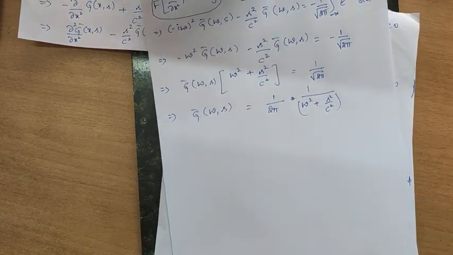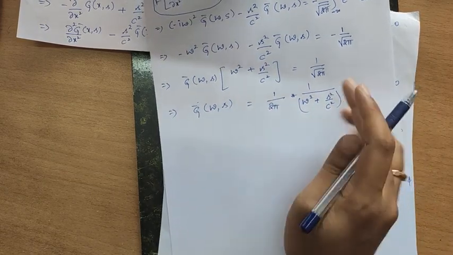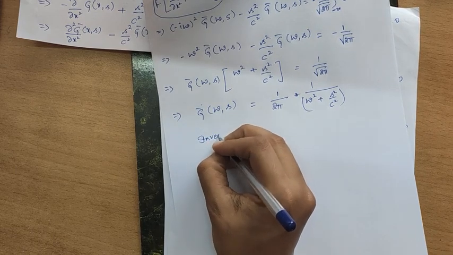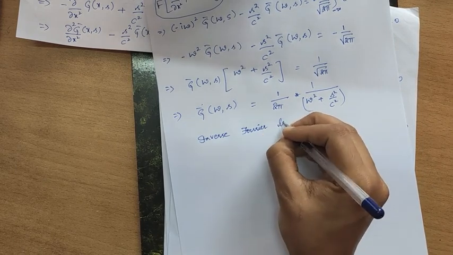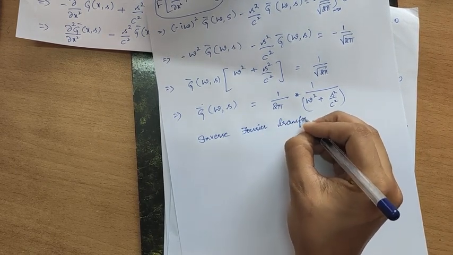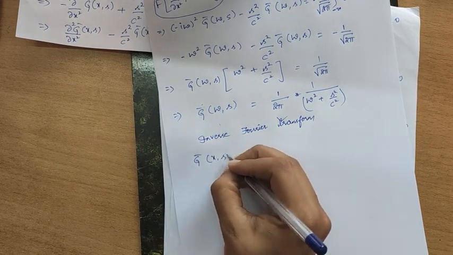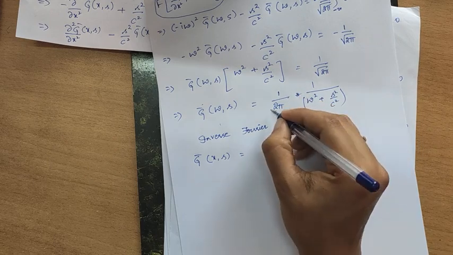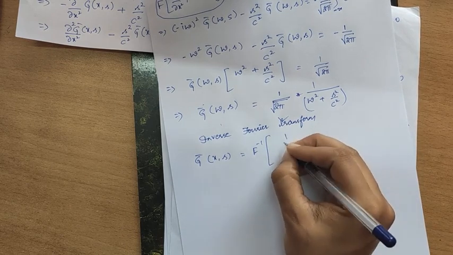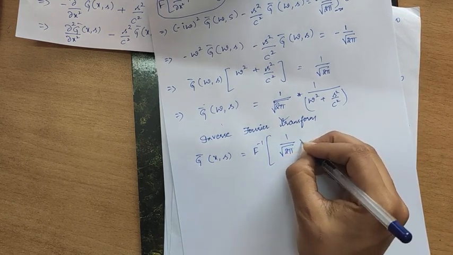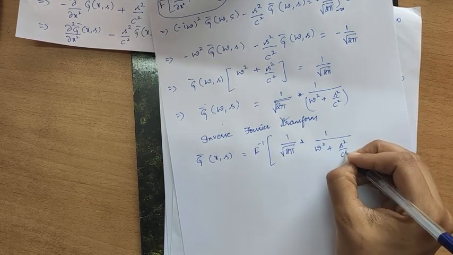Now we want g bar of x comma s. For that we have to apply inverse Fourier transform to this equation. Okay, so if you apply inverse Fourier transform, this will become g bar of x comma s. So this is root 2 pi, correct? So F inverse of 1 over root 2 pi into 1 over omega square plus s square by c square.